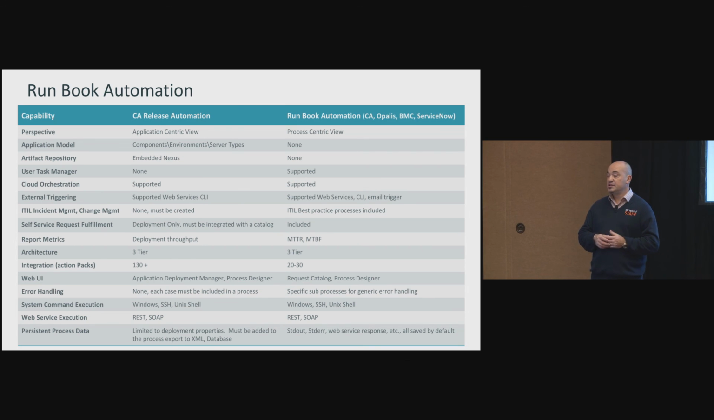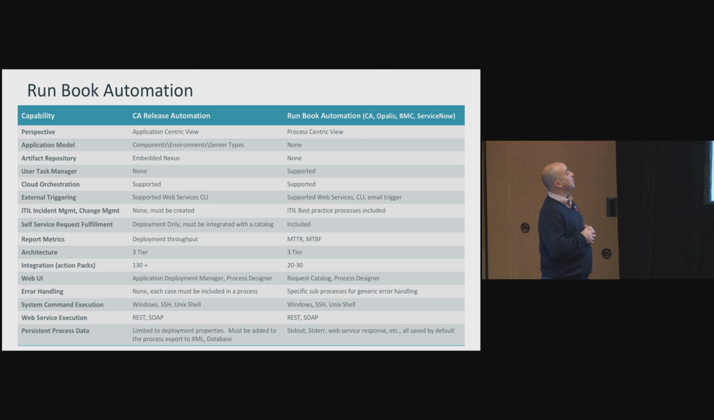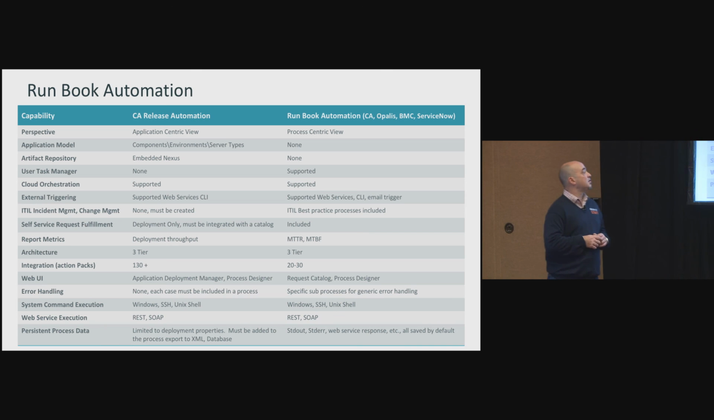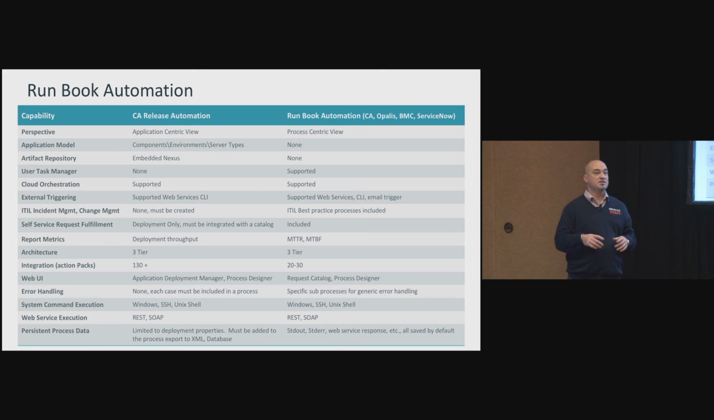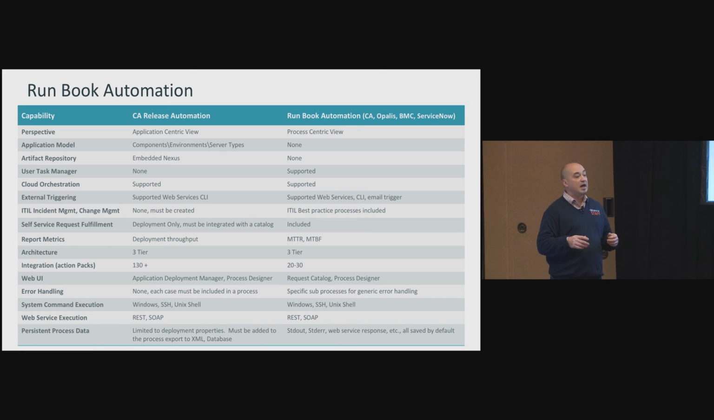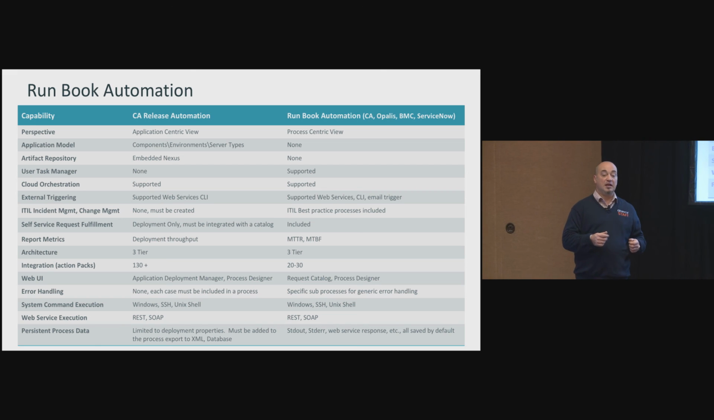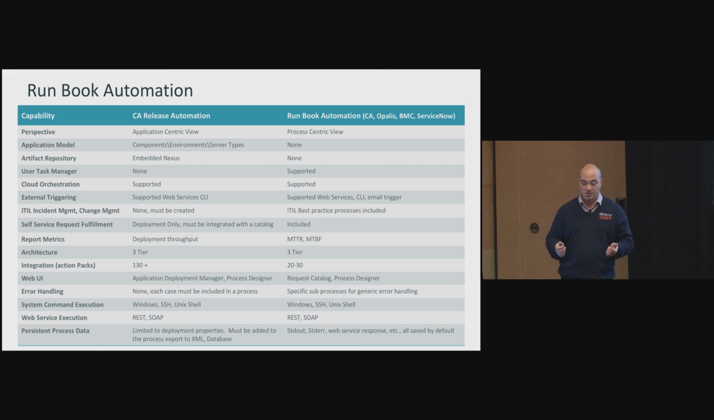Now, Runbook Automation, it's a very good tool. I have a very comprehensive list of comparisons. Again, it lacks an application model. It lacks an application repository. The reporting metrics are very different. The architecture is scalable and it can be used across different geos and everything, but it's not designed to support a lot of different integrations, a lot of different SDLC integrations.